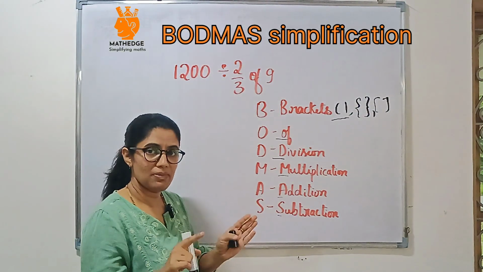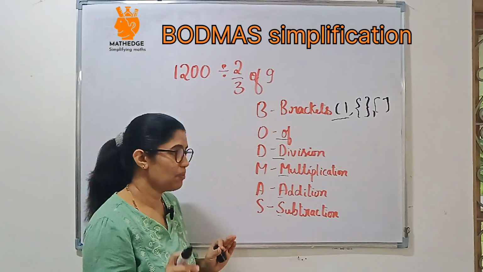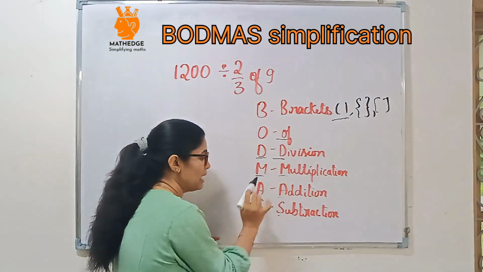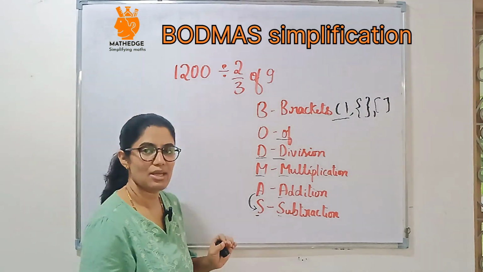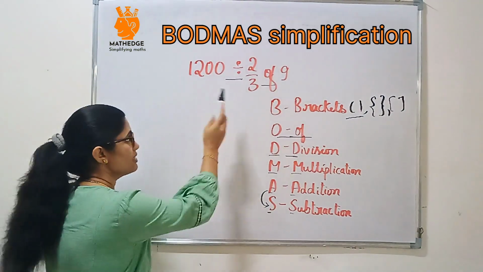Here we need to remember, first we should solve the order of operations. First division, multiplication, addition, subtraction. Means addition comes first, after that let's solve the problem. So this is the problem.